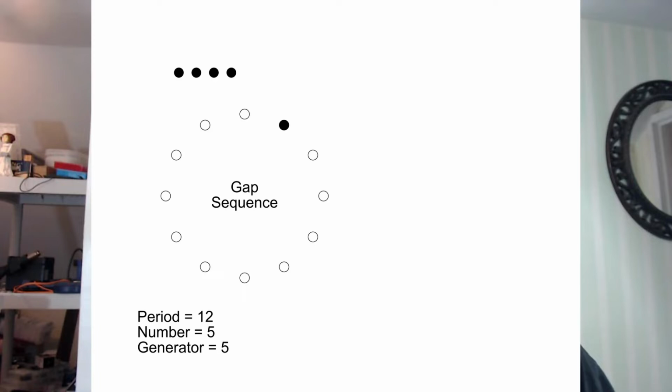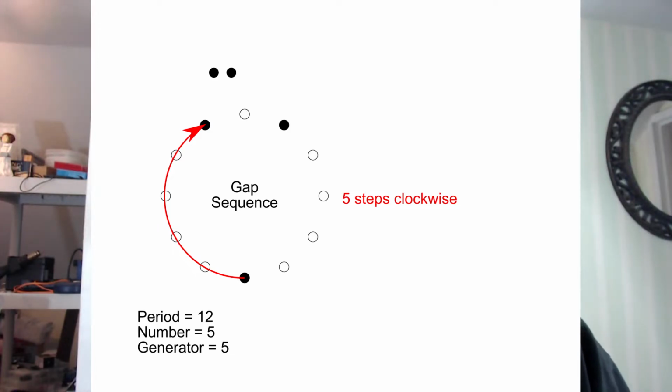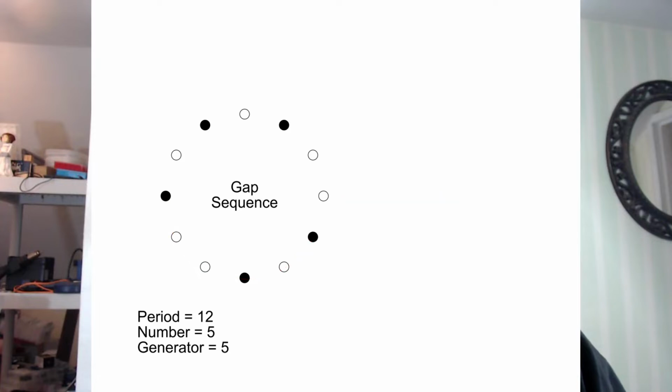So we've got a trigger at 1 o'clock, and with a generator of 5, it means we're going to have another trigger 5 positions later. So we're going to have another trigger at 6 o'clock. We just go in 5 steps clockwise from 1 to 6. Okay. Then we go another 5 steps from 6, which takes us to 11 o'clock, and that's where we put another trigger. Then we go another 5 steps clockwise from 11 o'clock. That puts us at 4 o'clock, so we've got a trigger there. And then finally, we go another 5 steps from 4 o'clock to end up at 9 o'clock. And that's where our 5th trigger is.